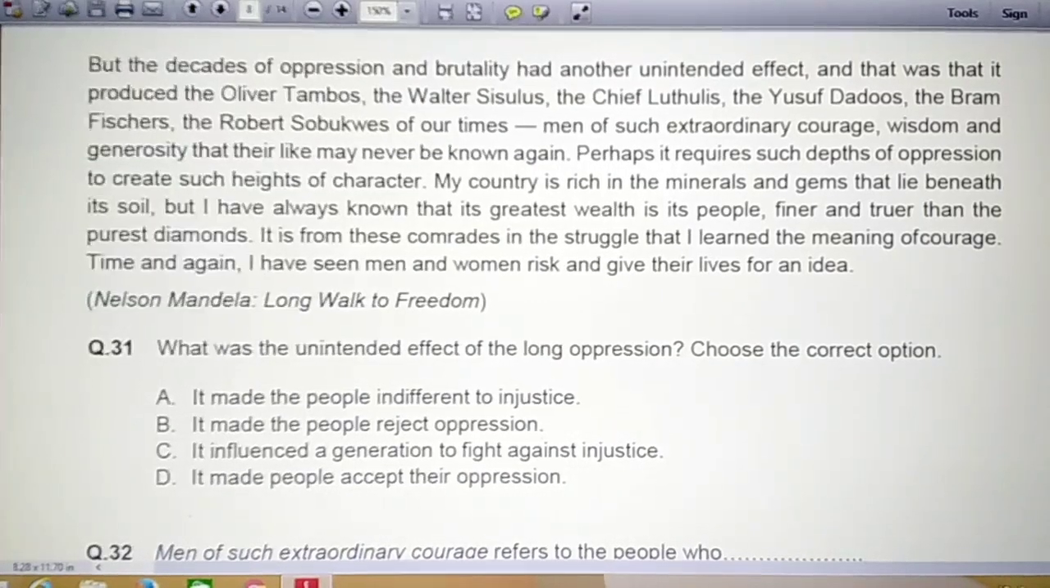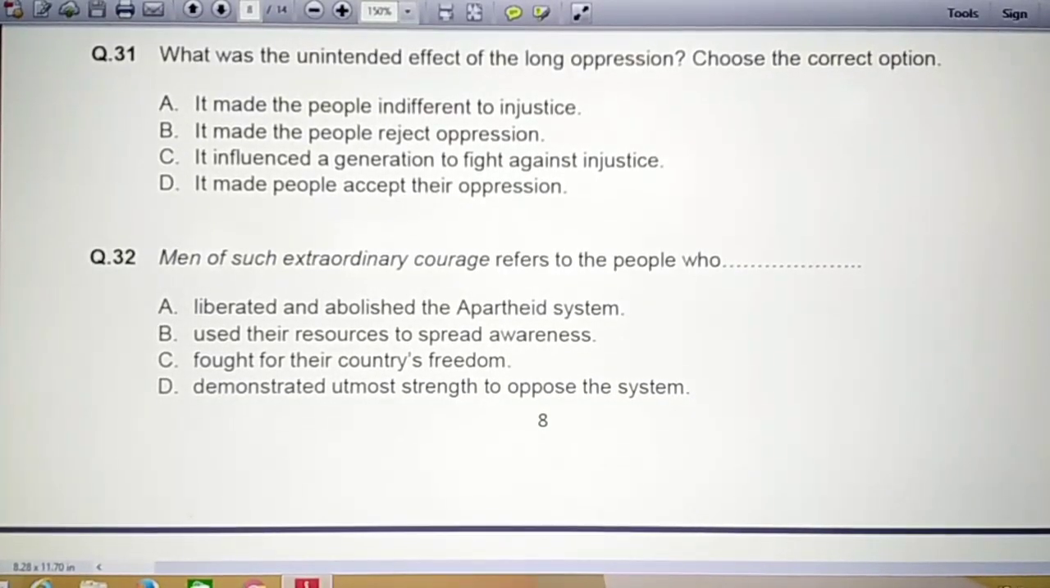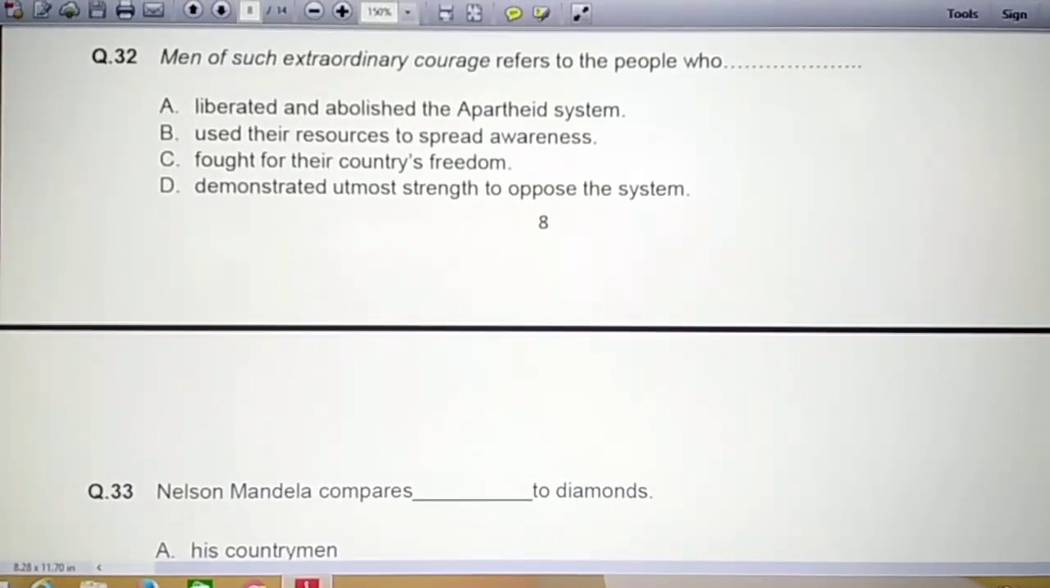So here comes question number 31. What was the unintended effect of the long oppression? Choose the correct option. The right option for that will be it influenced the generation to fight against injustice. Question number 32. Men of such extraordinary courage refers to the people who, the right option will be demonstrated utmost strength to oppose the system. Option D will be the right one.